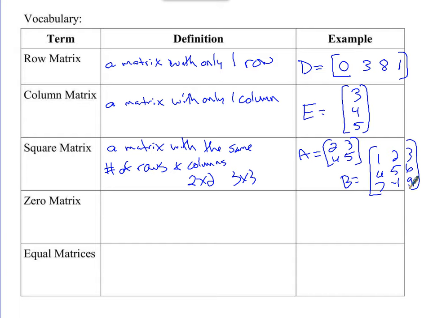A zero matrix is not a matrix with no rows or columns. That's nothing. A zero matrix is a matrix with all elements equal to 0.